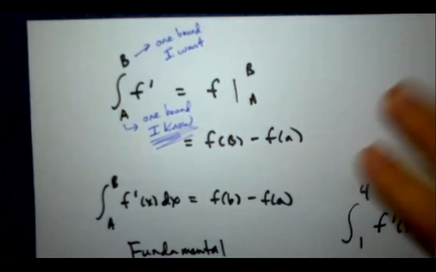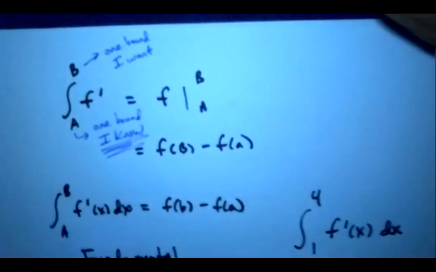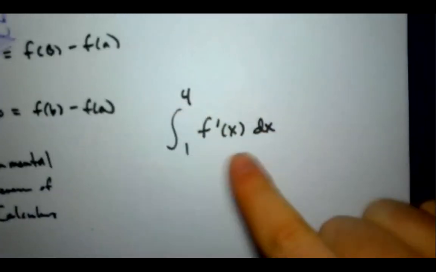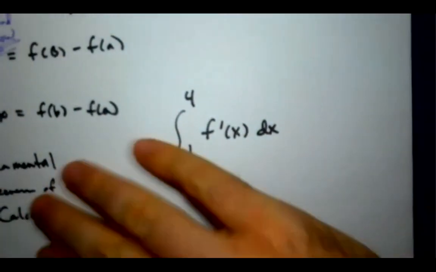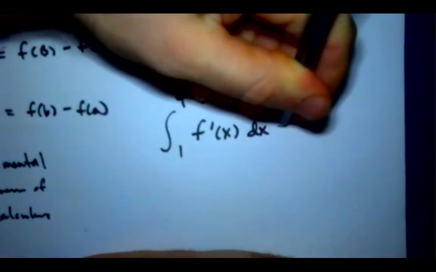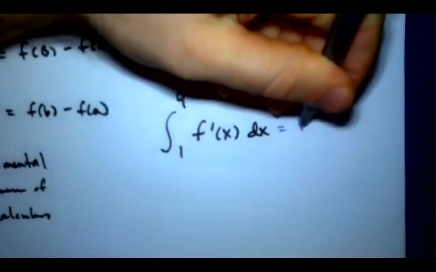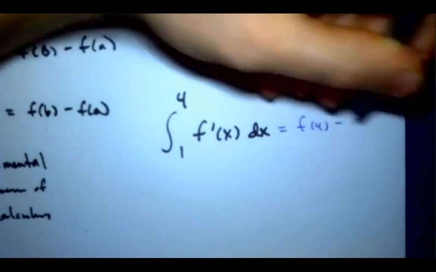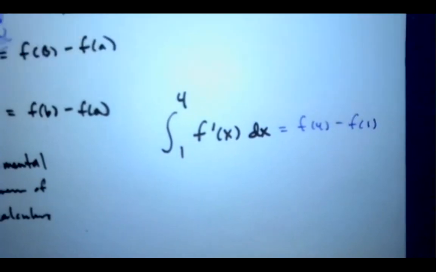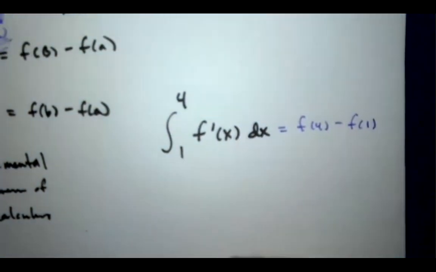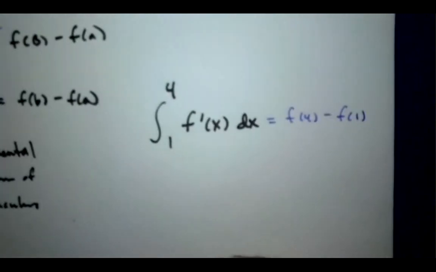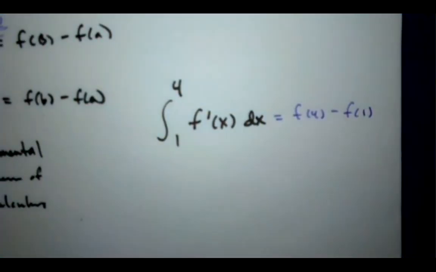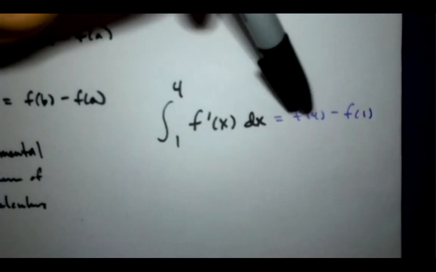Okay, so if we apply that, think about what this is going to mean. Come down to here now, back to our problem. What do you get if you integrate f prime? You get f of 4 minus f of 1. Is everybody still good? Yes. Okay. Next, the math looks messy.